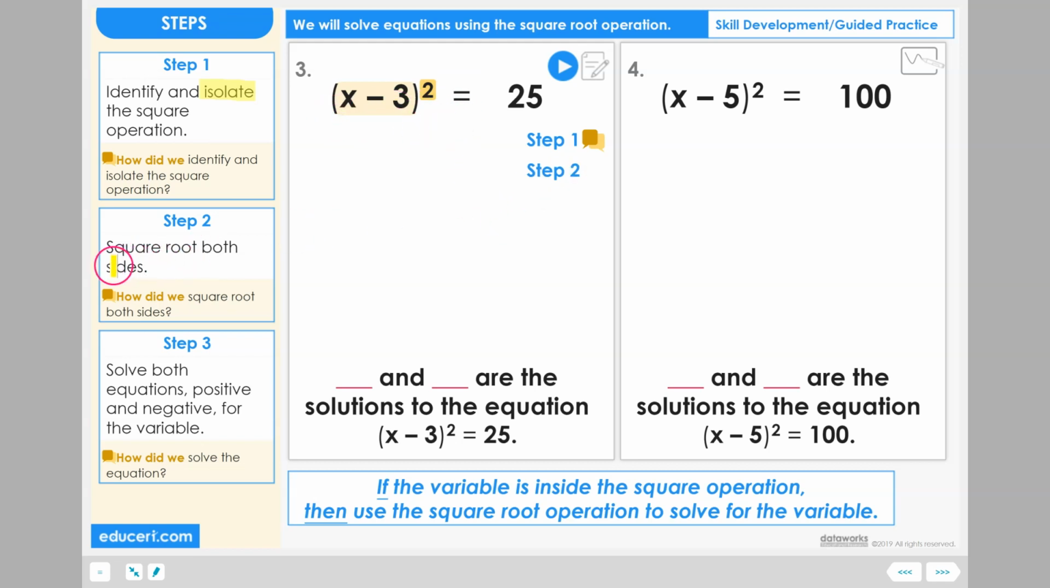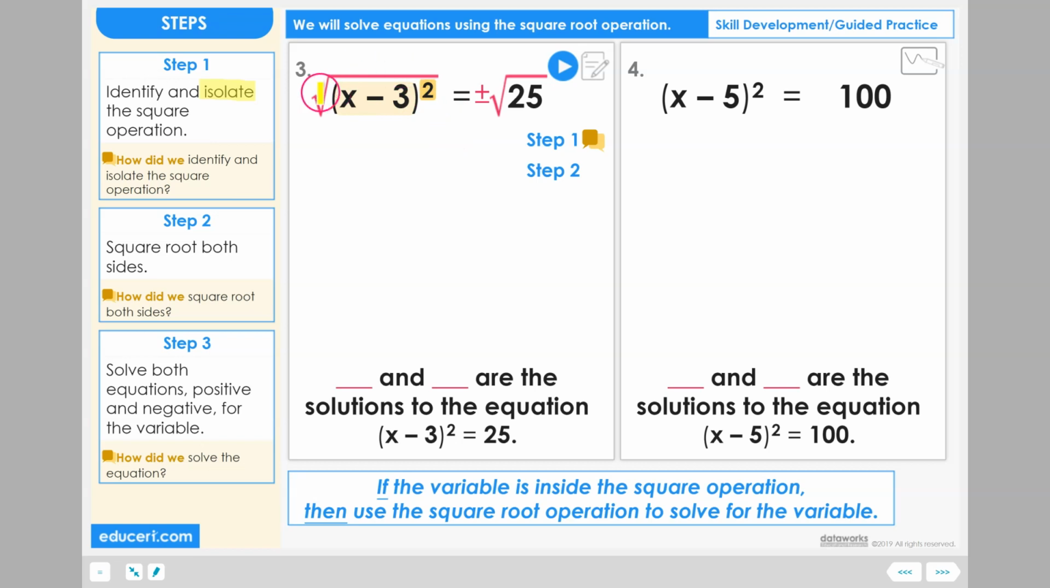Step 2. Square root both sides. So we draw our square root symbol over the left side and square root symbol over the right side. With this being just a number, we know that we're going to take a positive and a negative value for the square root of 25.